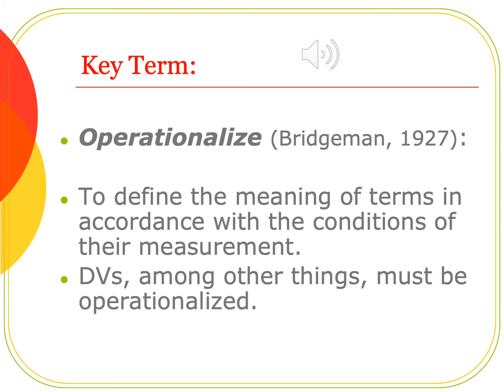So we've got to operationalize, especially our dependent variables, and other things as well. You can't just say that people will have average IQ. You would have to say that people will score between an 85 and a 115 on the Wechsler test of intelligence. You've got to define the meaning of terms by how you're going to measure those things.